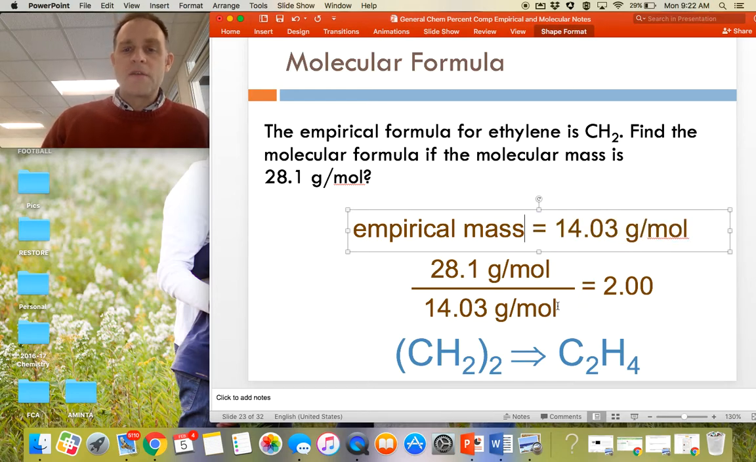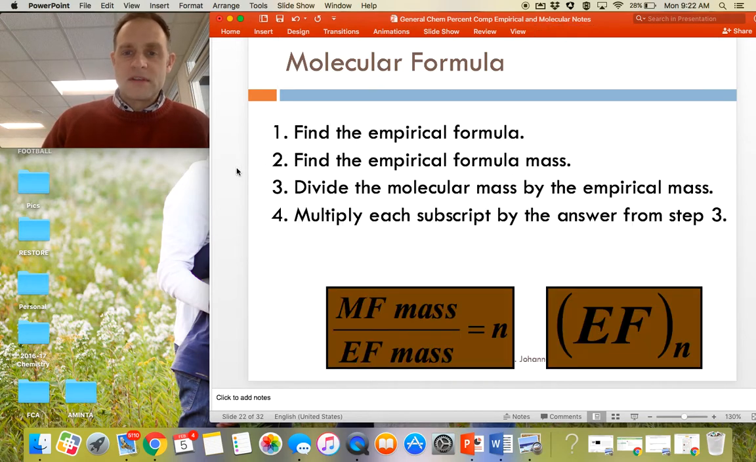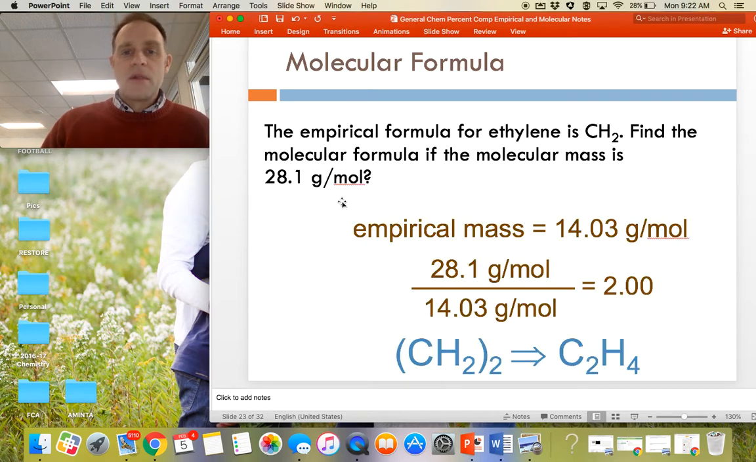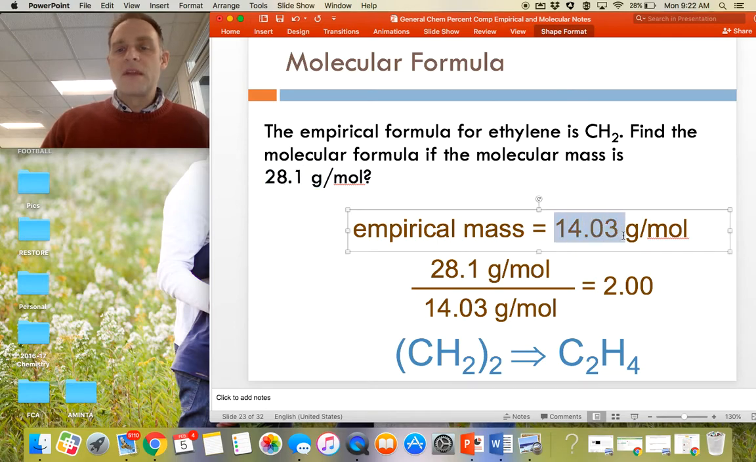Why? Go back to the formula, right? What's the formula say? Formula says molecular formula mass over empirical formula mass. So again, the molecular formula mass I gave you, that goes on top. The empirical formula you got to calculate by looking at the periodic table. That goes on bottom. And then you just divide them. 28.1 divided by 14.02 is 2.